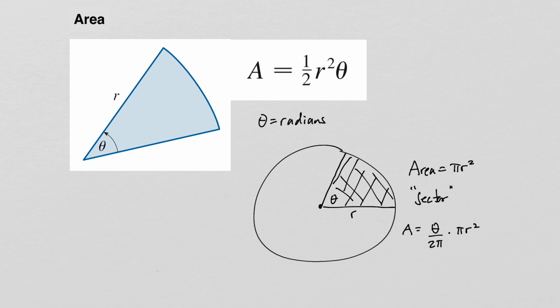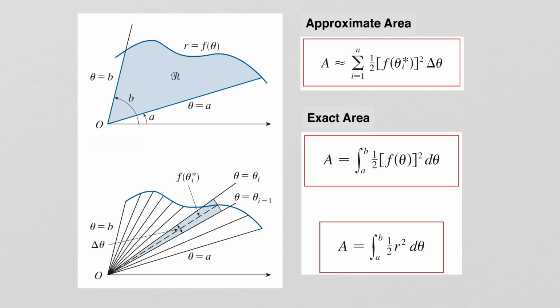Multiply that by the area of the circle, and then we can cancel the pi's here, and we end up with theta times r squared divided by 2. And of course, that is the same as 1/2 r squared times theta. Now let's talk about how this applies to finding the area in polar coordinates.